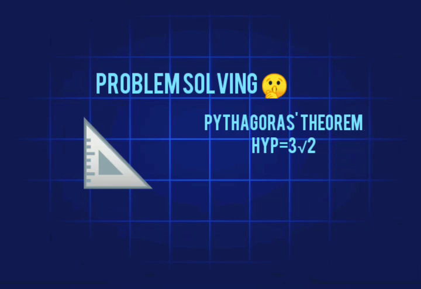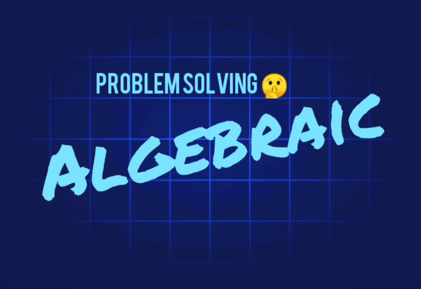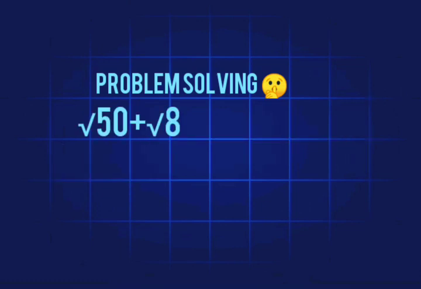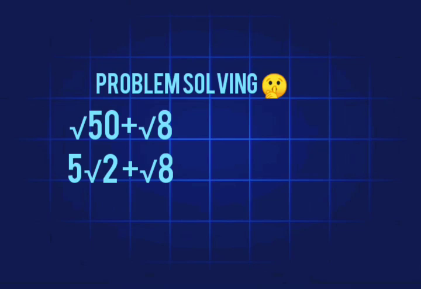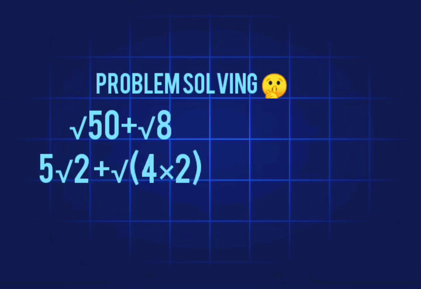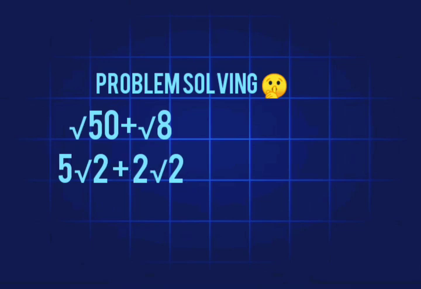Now, let's try a more algebraic problem. Suppose we have the square root of 50 plus the square root of 8. At first, these look like two completely different surds, but let's simplify them. 50 can be written as 25 multiplied by 2. So the square root of 50 becomes 5 times the square root of 2. 8 can be written as 4 multiplied by 2. So the square root of 8 becomes 2 times the square root of 2.